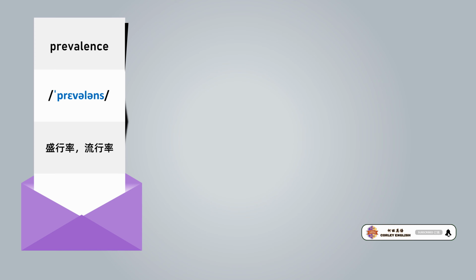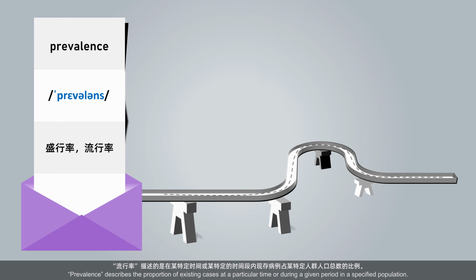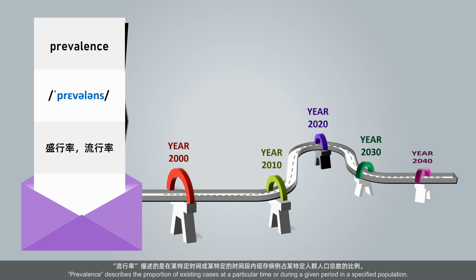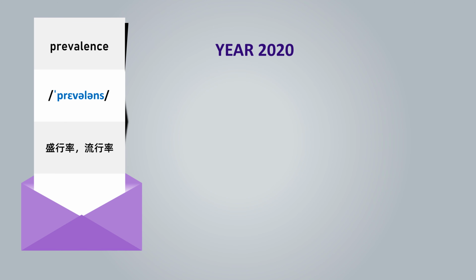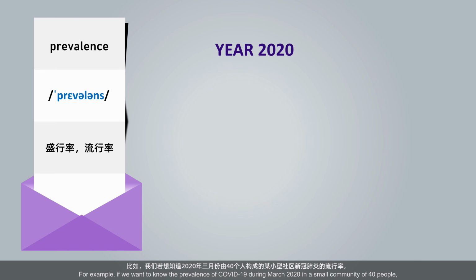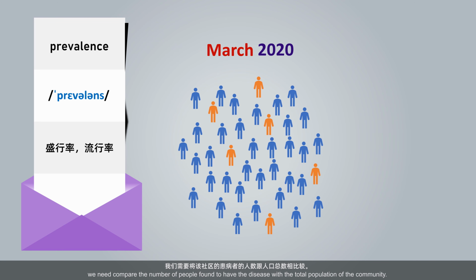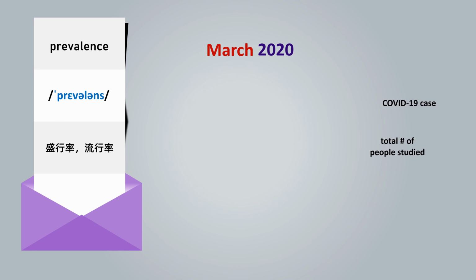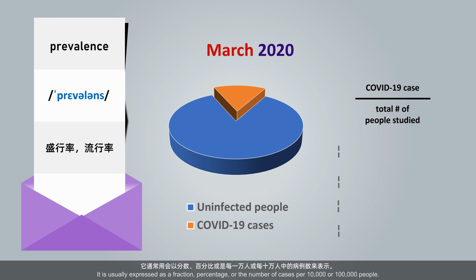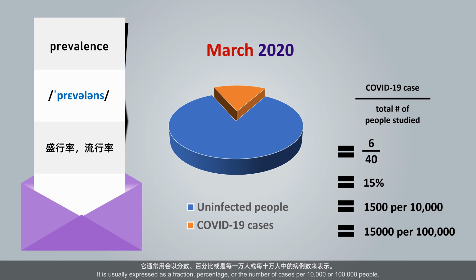Prevalence. Prevalence describes the proportion of existing cases at a particular time or during a particular period in a specified population. For example, if we want to know the prevalence of COVID-19 during March 2020 in a small community of 40 people, we need to compare the number of people found to have the disease with the total population of the community. It is usually expressed as a fraction, percentage, or the number of cases per 10,000 or 100,000 people.